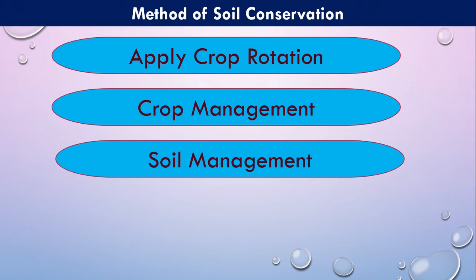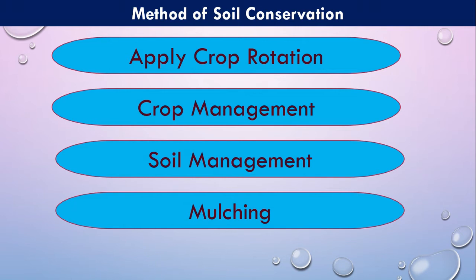When you need these activities, that time you have to do them. If you need irrigation, you do the irrigation. If you need fertilizer application, you follow the fertilizer application. If you need a drainage system, you follow the drainage system. This is called soil management. And with this management, we can conserve the soil.